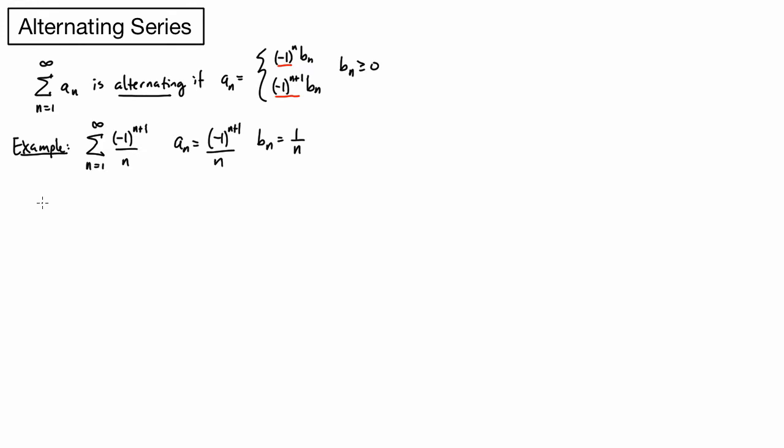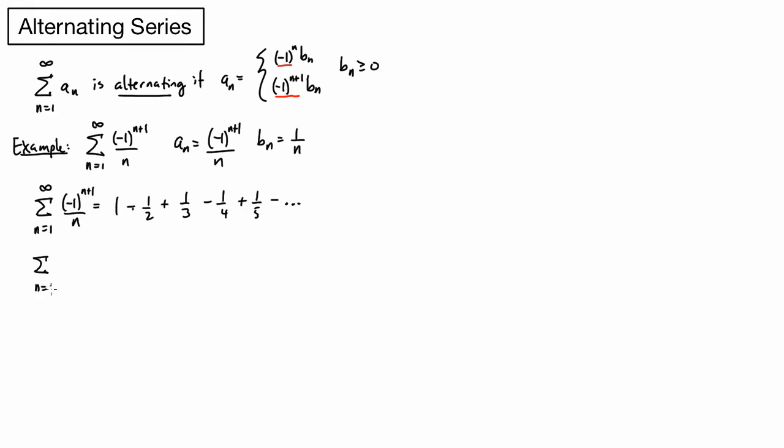Let me write down a couple of terms of this sum so we can get a little bit more familiar with it. So this is the sum 1 minus 1/2 plus 1/3 minus 1/4 plus 1/5 and so on. If you're thinking that looks very familiar, it's basically the harmonic series, right? The harmonic series is 1 over n, except we're alternating between plus and minus on each of the terms.